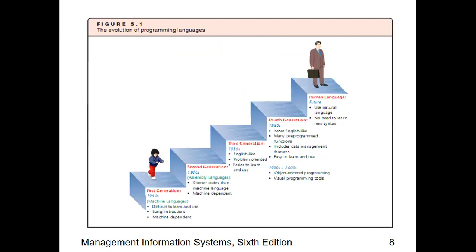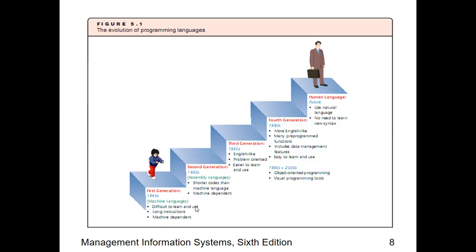This is the evolution of programming languages: first generation in the 1940s, that's machine; 1950s, assembly; third generation in the 1950s; fourth generation in the 1980s; also 1990s to 2000s; and human language in the future. It would use natural language with no need to learn new syntax or certain programming languages, just, for example, words or incomplete sentences or thoughts. For the first generation, that's the problem.